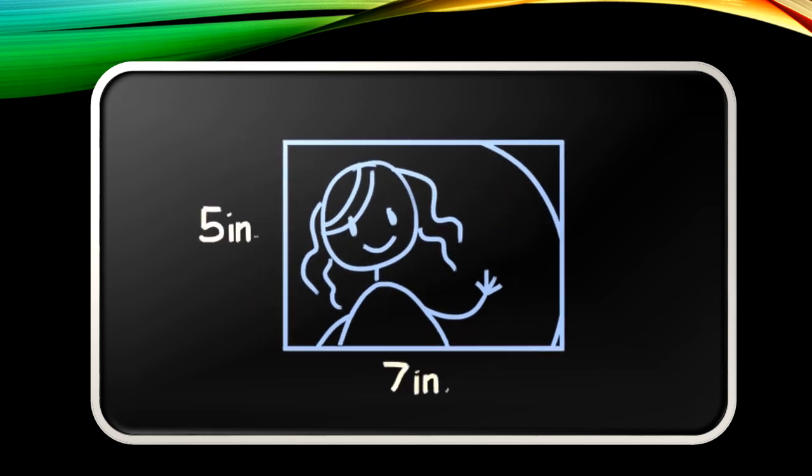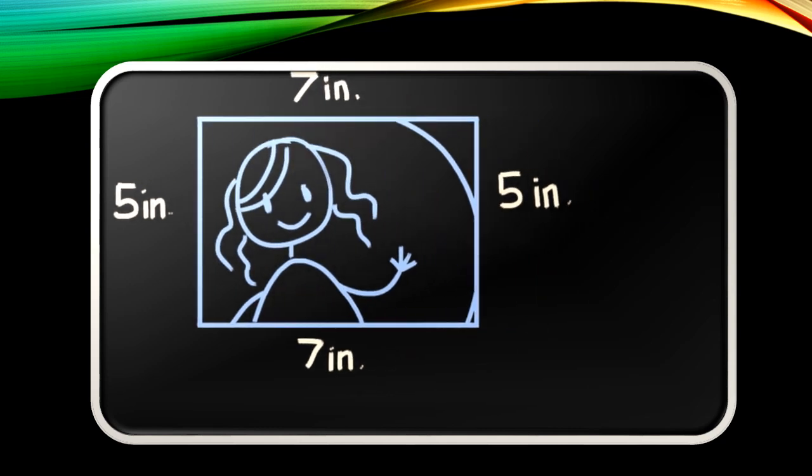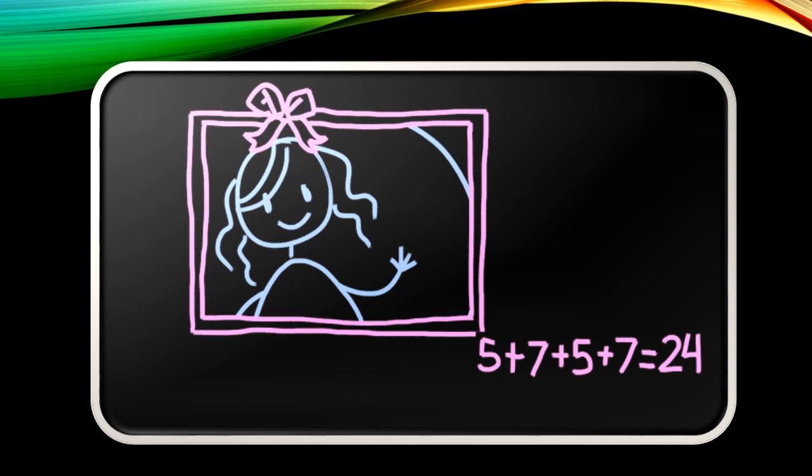Okay, I measured it. The short side is 5 inches long, and the long side is 7 inches long. I know the lengths of the opposite sides on a rectangle, so I just have to add the lengths of the four sides. So 5 plus 7 is 12. 12 plus 5 more is 17. 17 and 7 more is 24. That's 24 inches around the picture. I need 24 inches of ribbon.